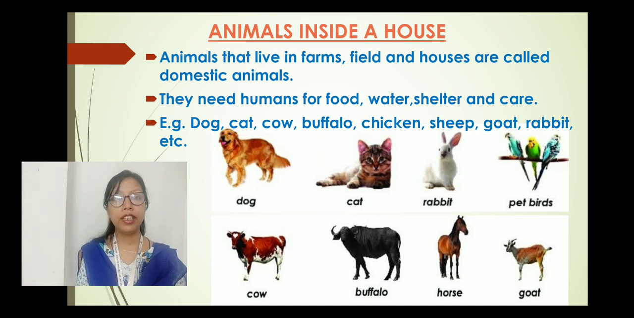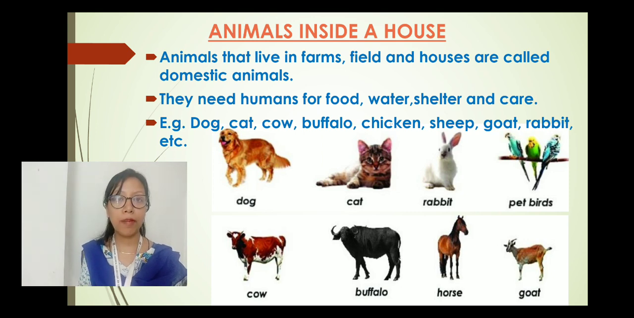For example, I have a dog, right? The dog stays inside my home. This dog cannot go out for food, because I am the human and I have to give him food and water. Also, I have to give him a home to stay, and when he is sick or not feeling good, we have to take care of him, right? So they depend upon the humans, the people. That's why they are called domestic animals, means they have to stay within the care of humans.